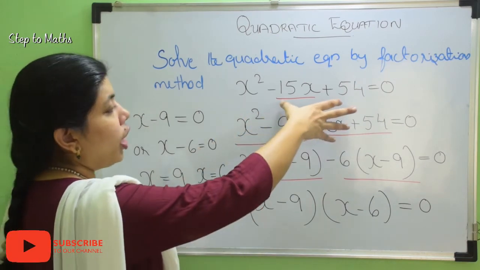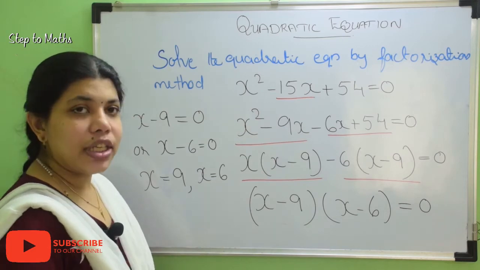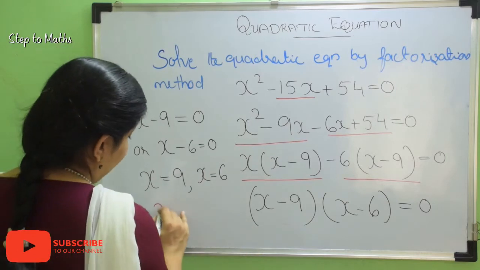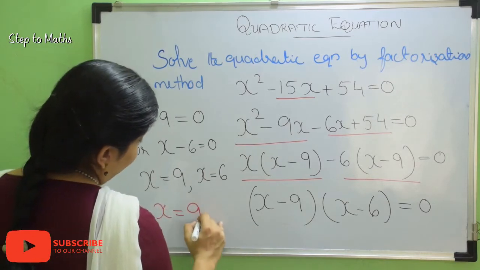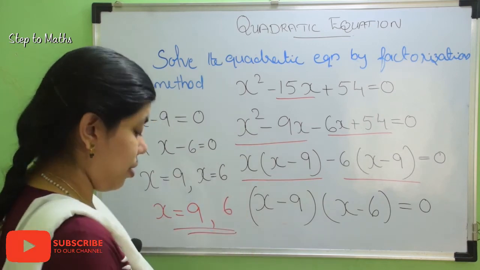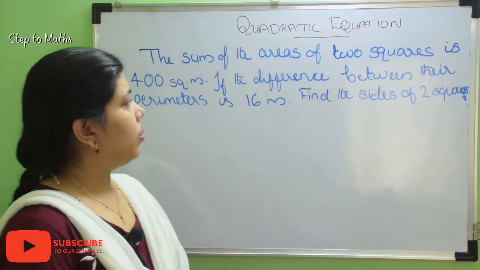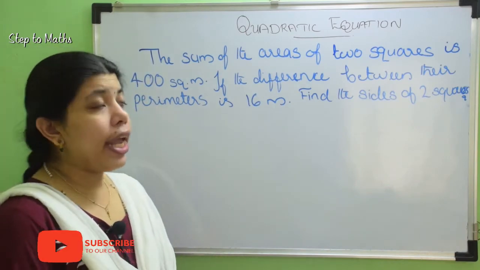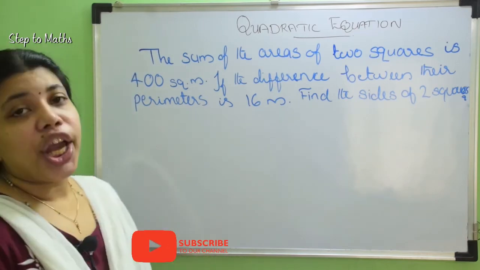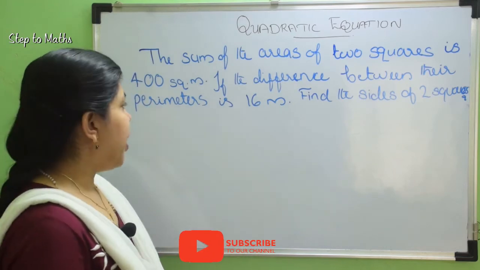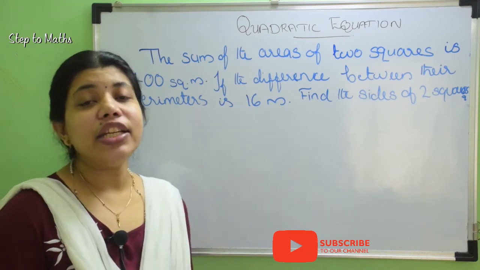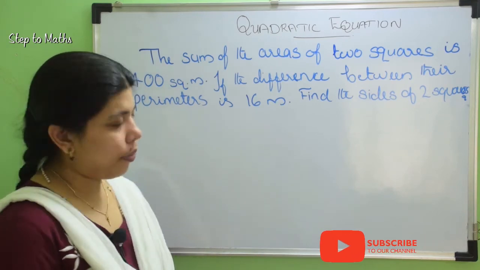So for the given quadratic equation x square minus 15x plus 54 is equal to 0, the values of x are x is equal to 9 or x is equal to 6. The next question. The sum of the areas of two squares is 400 square meter. If the difference between their perimeters is 16 meter, find the sides of the two squares.